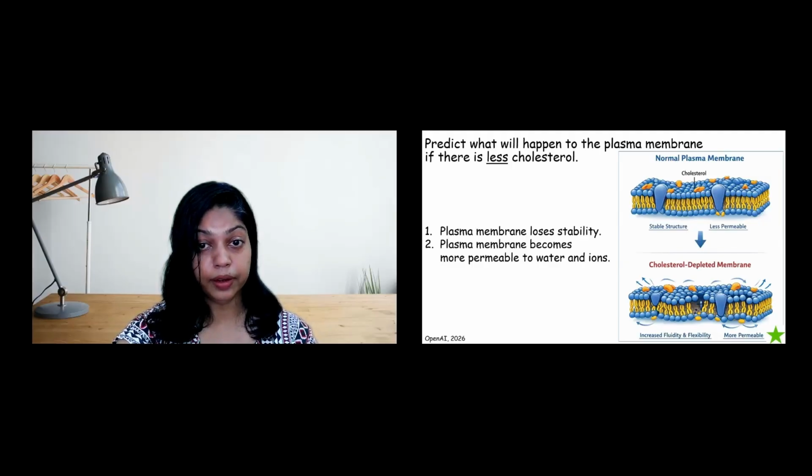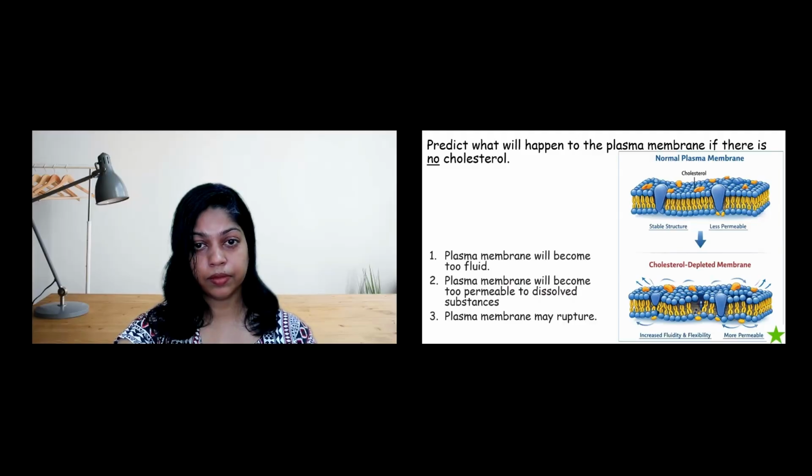If the plasma membrane contains less cholesterol, the plasma membrane will lose stability, causing the plasma membrane to become more permeable to water and ions. If there is no cholesterol, the plasma membrane becomes too fluid. Too fluid means the phospholipids move too freely, causing the plasma membrane to become too permeable to water and ions. In extreme cases, the plasma membrane may rupture.